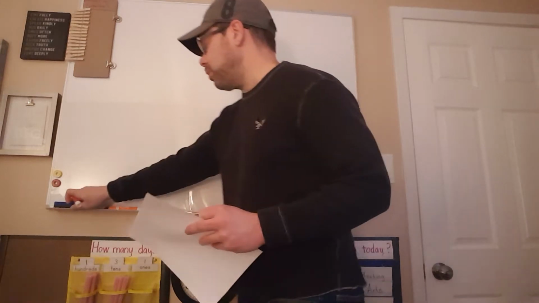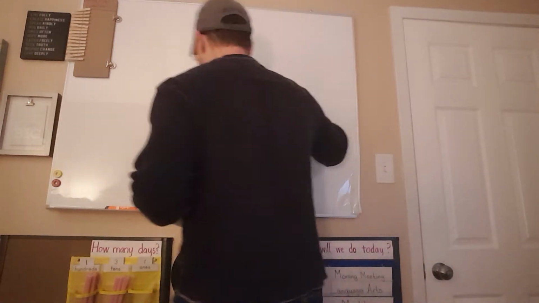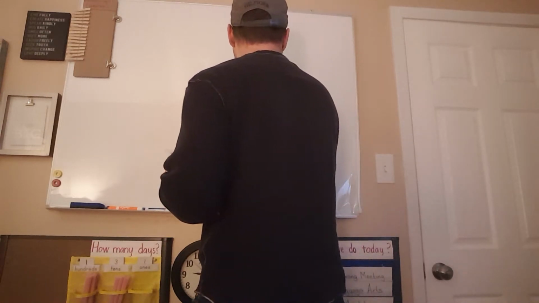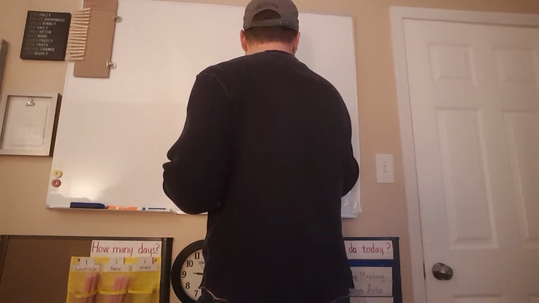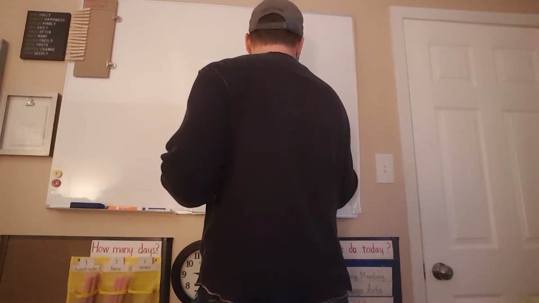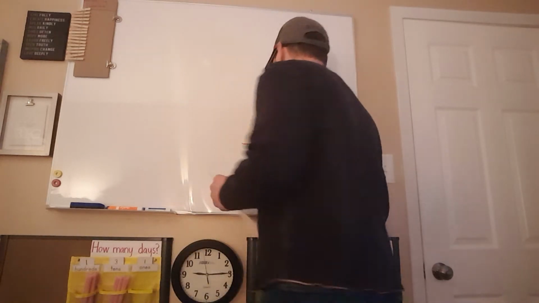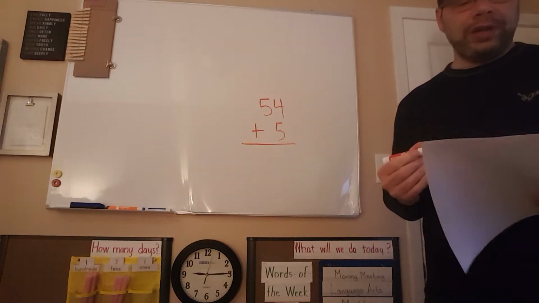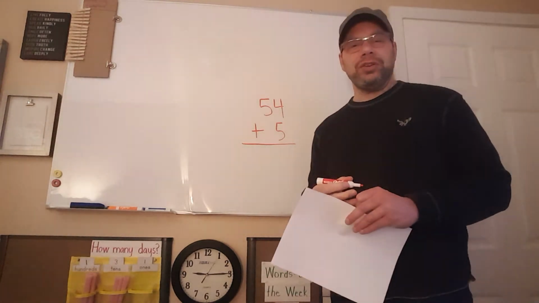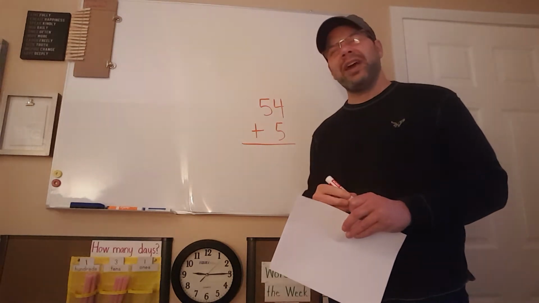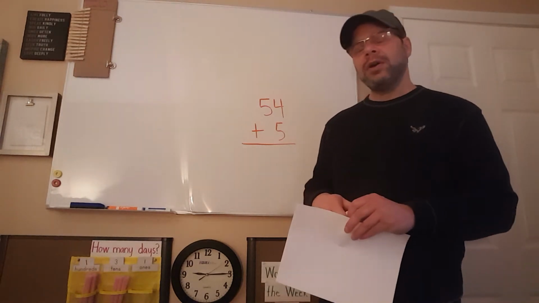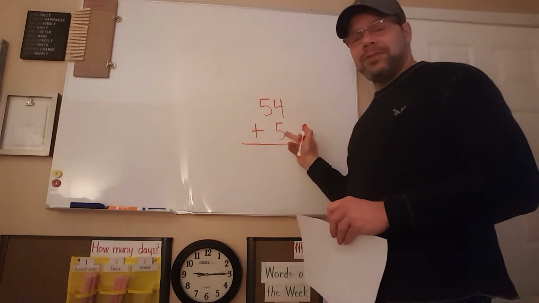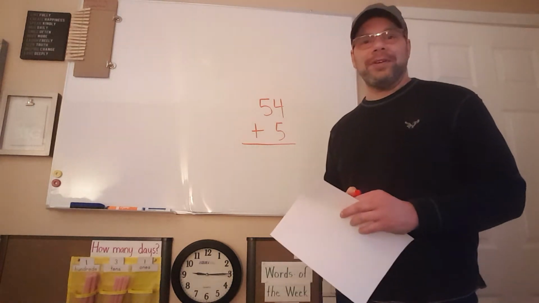I'm going to write this a little bigger so you can see it better, ready? Because we have plenty of room here. 54 plus 5. Now, there's a couple different ways you can do that. The first way you can do it is in your head, right? You say 54 and then think, well, 55 plus 5 would be 60. So one less than that, 54 plus 5 would be 59.